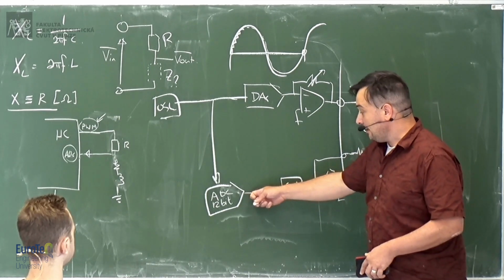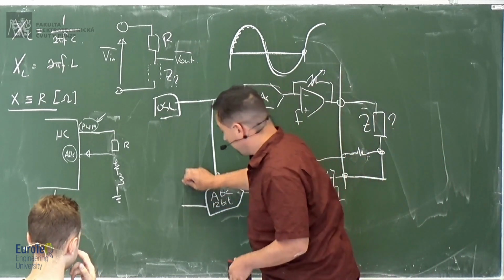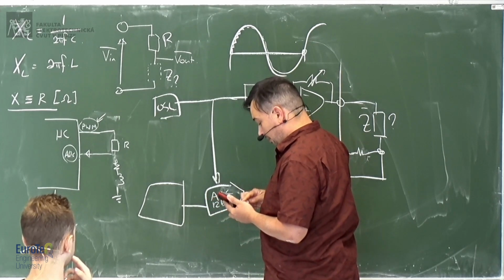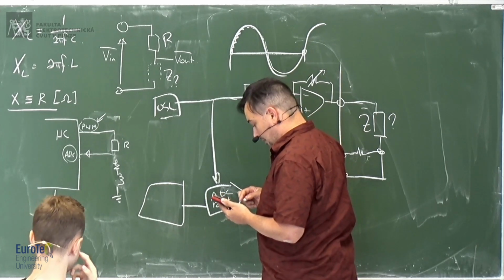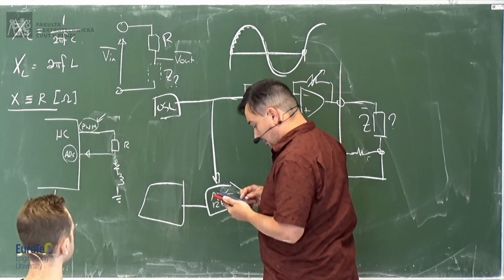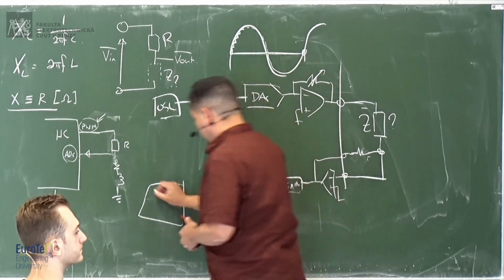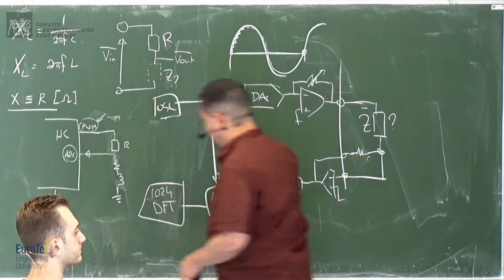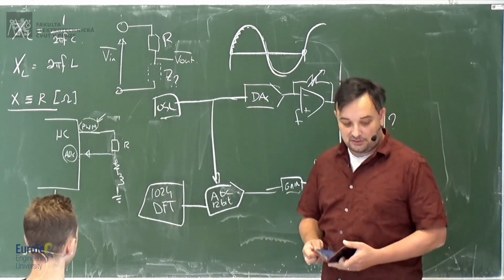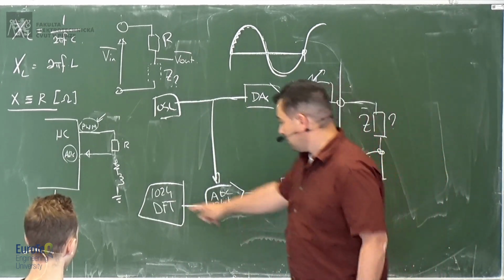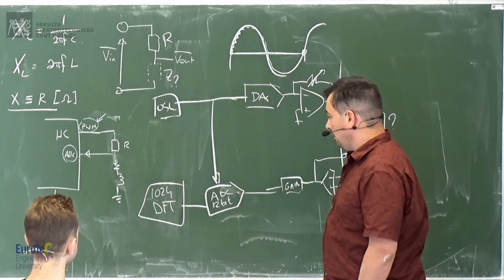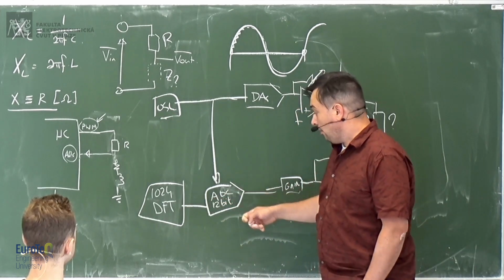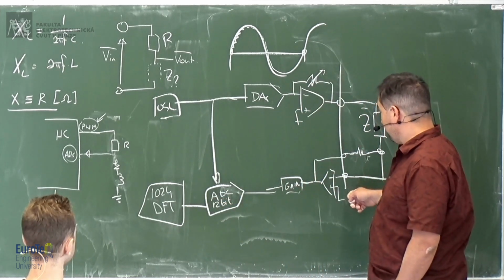And then there is some microcontroller inside, or some DSP, actually, however they call it. They have some 1024-point digital Fourier transform, which basically calculates the Fourier transform of the voltage output of the bridge.